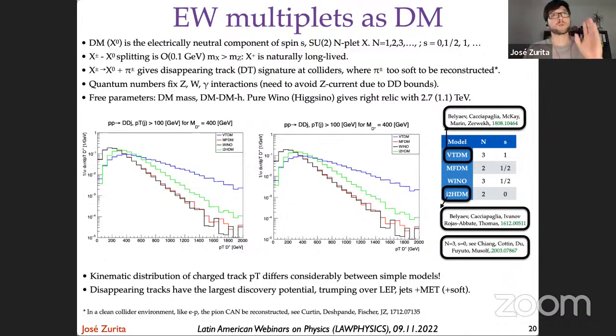Nobody sees the pion, although it could be seen in some other environments. And what you have is something that looks like a charged track that all of a sudden, boom, disappears. And then what continues is the dark matter that is invisible to the detector. This is why it's called a disappearing track.